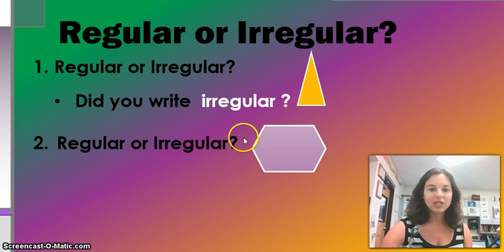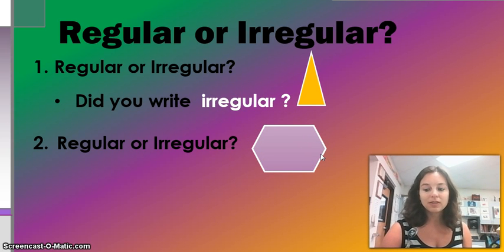What do you think about this shape? Regular or irregular? Pause this video, write down your answer, and then when you're ready, turn it back on. This is actually an irregular polygon. We have two long sides here and two short sides here, so it is irregular.